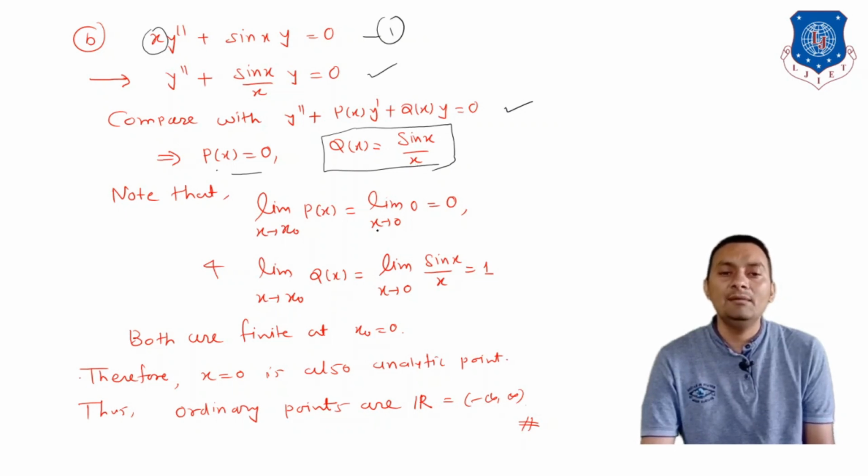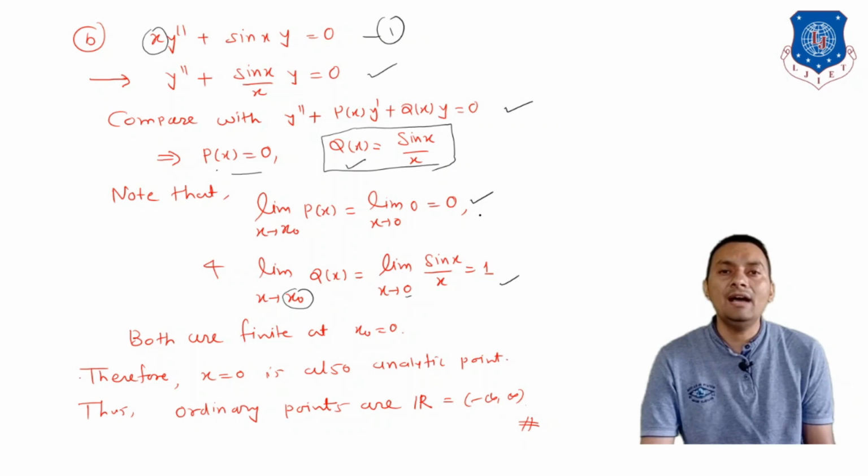So for that, limit x tends to 0 and p of x is nothing but 0, so the answer is going to be 0, and this is a finite quantity. And what about the other function, q of x? So limit x tends to x0 of q of x, but the x0 that we have assumed is 0, so sin x by x function is there, but we know that its limit is nothing but 1.